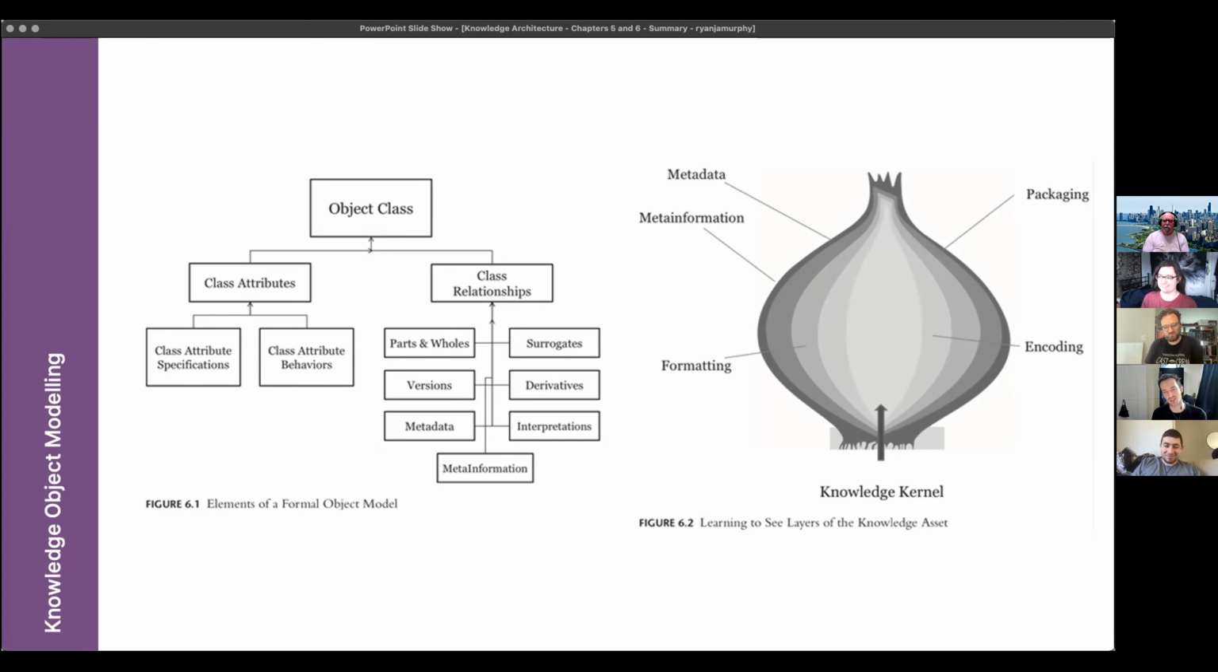But all of this to say, there is some value in considering the kinds of knowledge, the classes of knowledge you're working with, and how the parts or attributes or relationships those classes have can help you use them and make them accessible and make them more available.